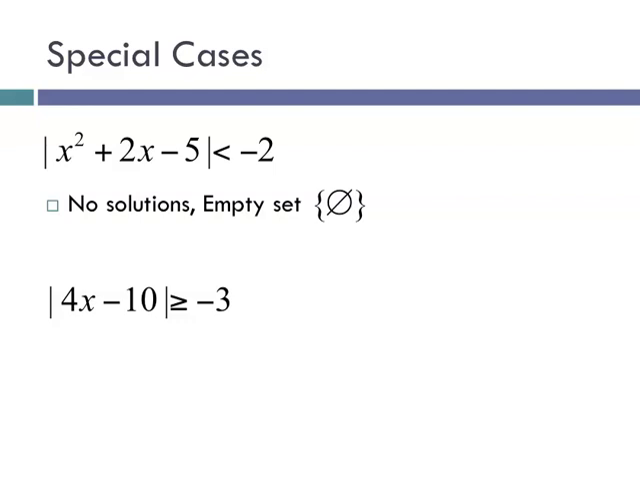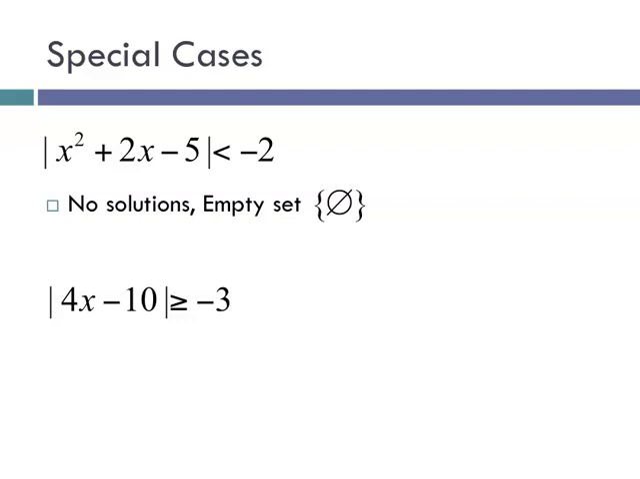Now, if you look at the second one, we have the absolute value of 4x minus 10 is greater than or equal to -3. Again, we remember that anything inside the absolute value, once you take the absolute value, is only ever going to equal 0 or positive. So when is that going to be greater than or equal to -3? Well, no matter what x is, you're going to get some number that's 0 or positive, which will always be greater than or equal to -3.